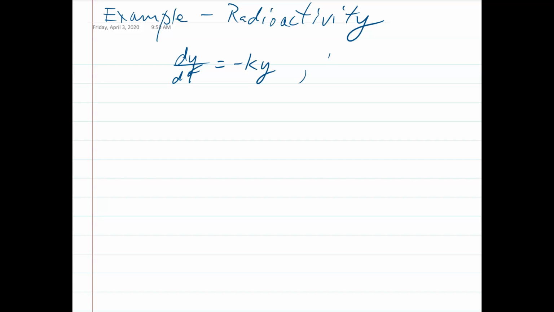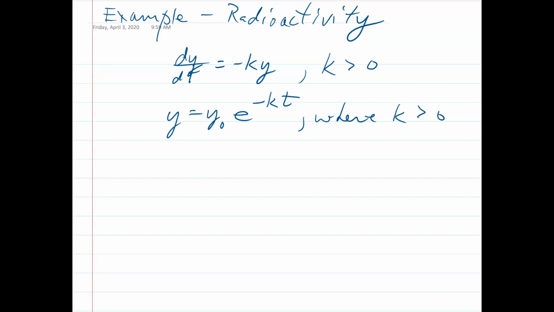But because we have the negative in front of the k, in this case k has to be a number that's greater than 0. Well, we know that this has the solution that y will be equal to y naught e to the negative kt, where k is greater than 0. Law of exponential change. When it comes to radioactivity, we have a particular definition which is familiar to you, I'm sure. And it says the following.